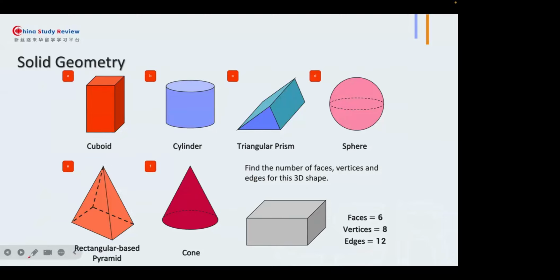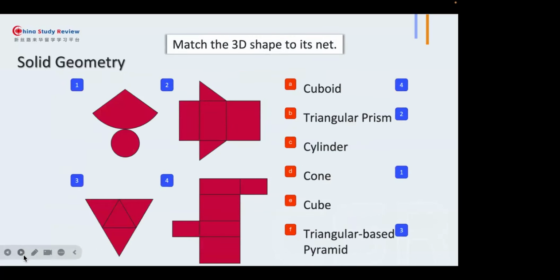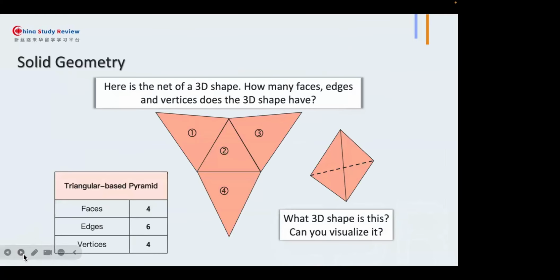Solid geometry. In this part, you already know different kinds of shapes, for example, cuboid, cylinder, sphere, triangular prism, rectangular base pyramid, cone, and you have to know how to determine their faces, vertices, edges, and how to unfold them into their net, right? You need to match the 3D shape with their, let's say, 2D net, okay?